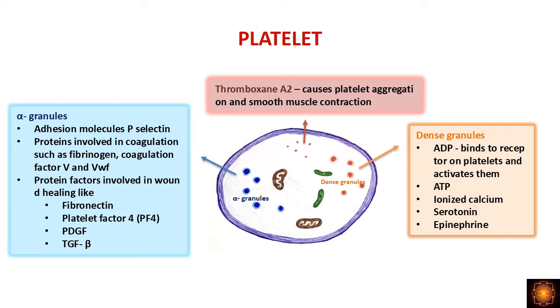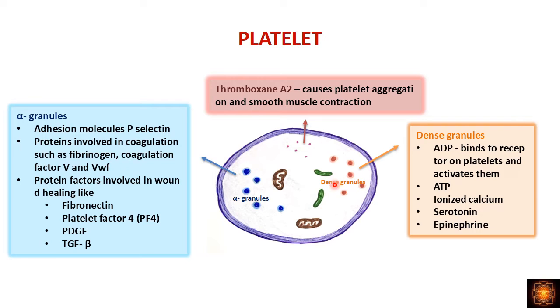Normally the platelets have alpha granules, dense granules, and thromboxane. The alpha granules have the adhesion molecule P-selectin, and the proteins involved in coagulation such as fibrinogen, factor 5, and von Willebrand's factor, and certain other factors involved in wound healing like fibronectin, platelet factor 4, platelet-derived growth factor, and TGF beta. These are present in the alpha granules.